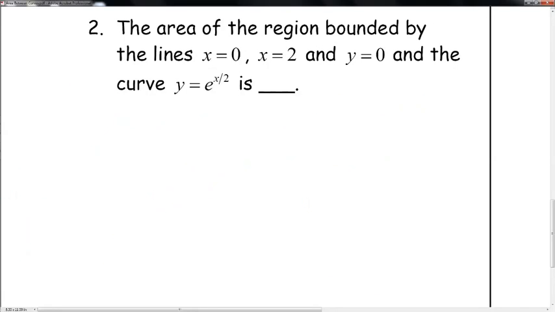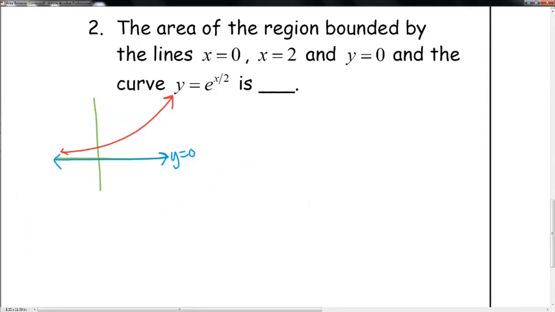Alright, the area of the region bounded by the lines x equals 0, x equals 2, y equals 0, and the curve y equals e to the x over 2 is, and so if I draw a quick sketch here, the curve y equals 0 is actually just the x-axis. The curve e to the half x looks something like this. Again, we're just looking for a sketch because we want to know which one's our top function and which one's our bottom function. If you're not really sure, you can plug in points. You could plug in 0, 1, 2, and then plot all those points if you're not sure about the function.